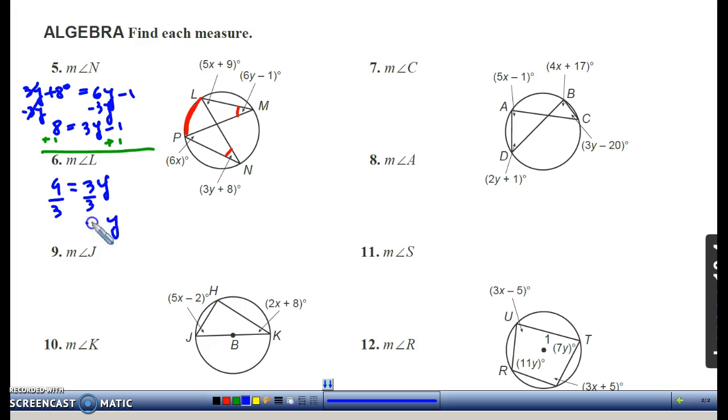and y equals 3. And I'm not done yet because I have y, but I need to find out the measure of this one. So what I do with this y is plug it in here, in this angle here, the measure of the angle, and I'm going to have 3 times 3, the y I just found, plus 8. So 3 times 3 is 9, plus 8, 17. So my angle N is going to be 17 degrees.